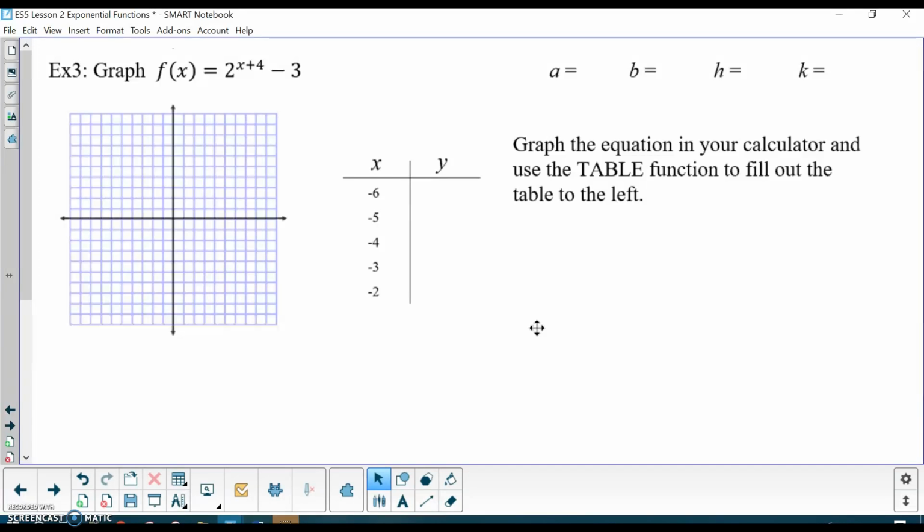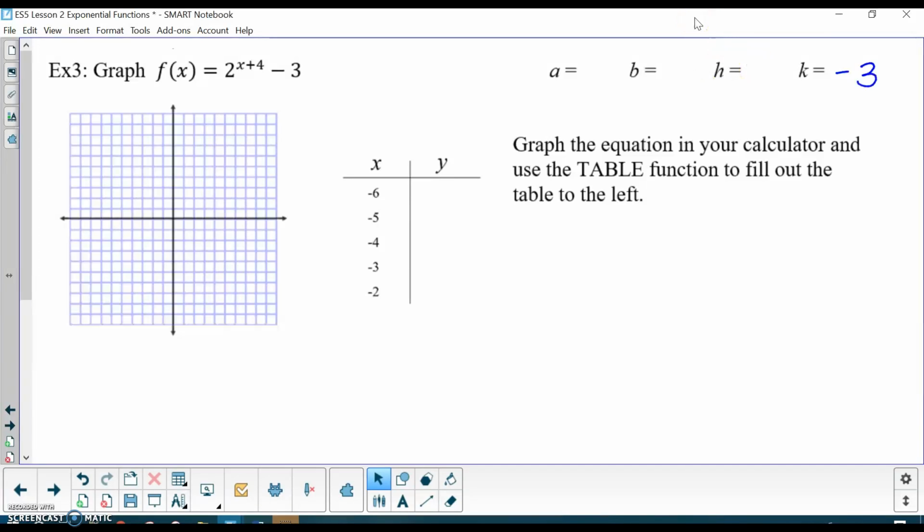Alright, so for example 3, we're going to use our calculator to fill out this table, but before we do that, we're going to label our A, B, H, and K. So working backwards, K is always what's added on or subtracted to the end. So we've got a negative 3 as K.